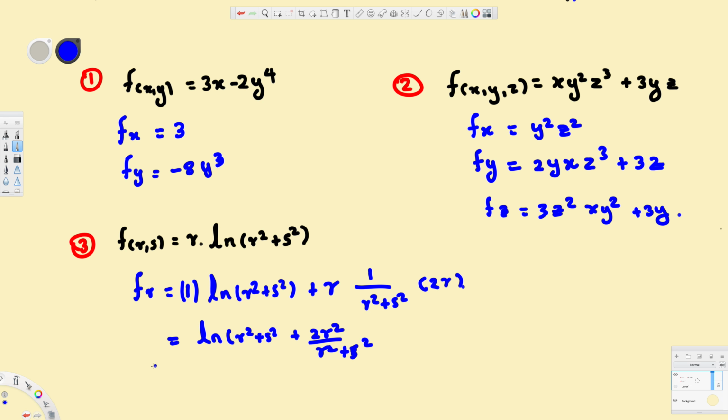Okay, now if you find the derivative with respect to s, this is a number, right? So we treat r as a constant, so if it's a number, we just keep it as it is, and we find the derivative of this one, that's going to be 1 over r squared plus s squared, and the chain rule, in this case r is going to be constant, so that's going to be 0, s squared is going to become 2s, so we just multiply this one by 2s, and finally we get 2sr divided by r squared plus s squared.